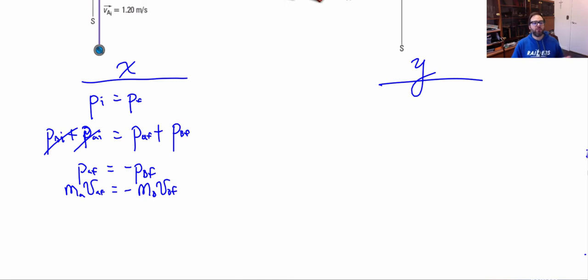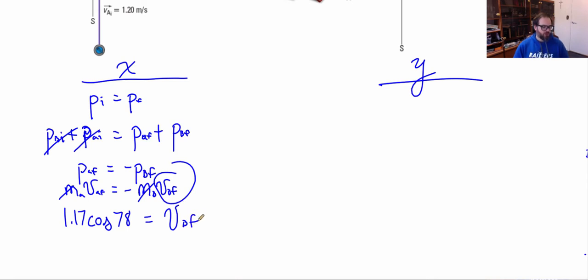Now looking at this, my masses are the same, so my masses are going to cancel off. So we're just looking at my velocities, and we want to find the velocity of block B, the final of it. So let's plug in what we know for block A. Since we're using SOH CAH TOA, I know it's going to be 1.17, and we're going to find the x, which is cos, so that's cos 78 degrees, which gives me 0.24 meters per second west.